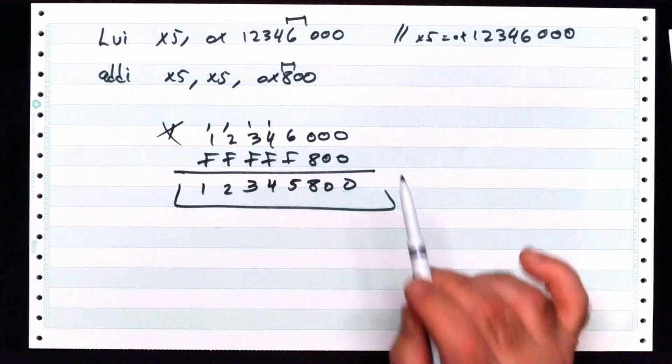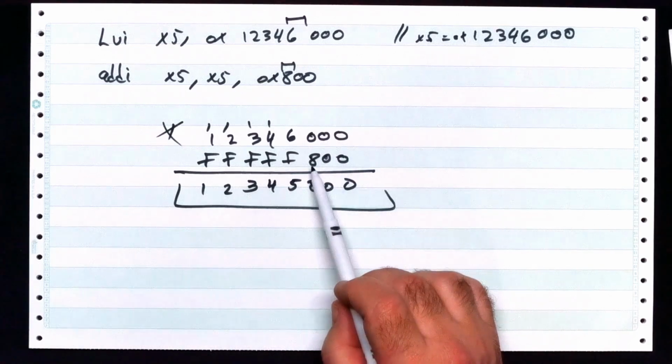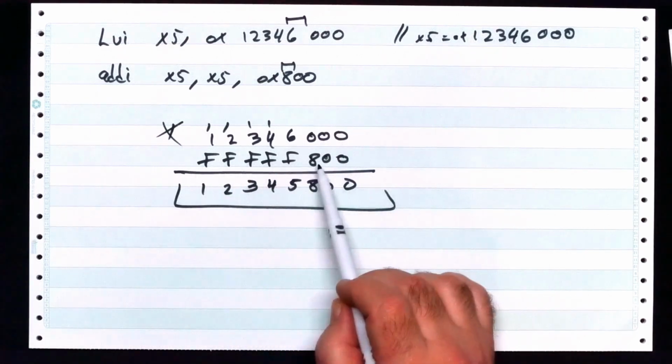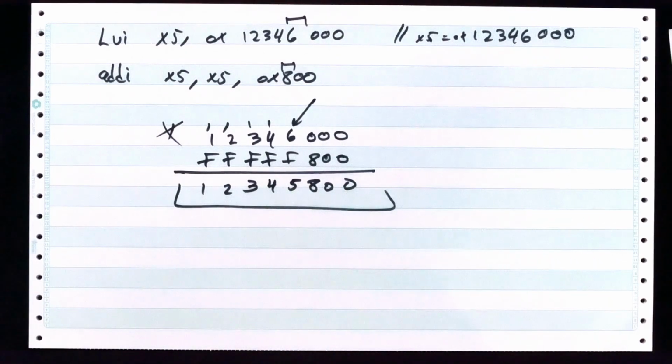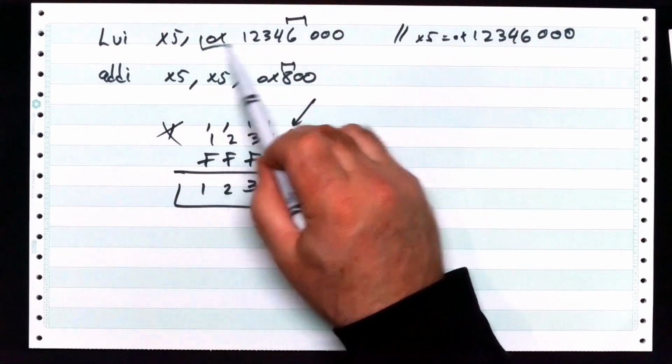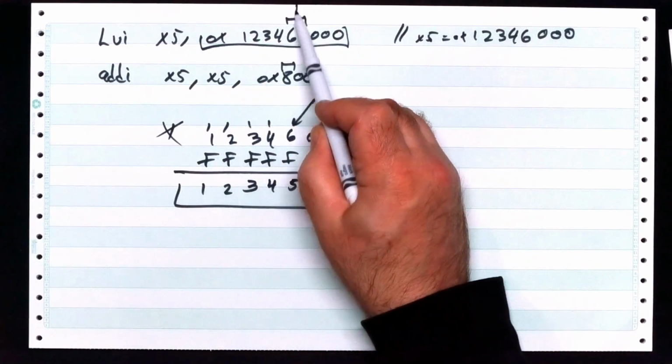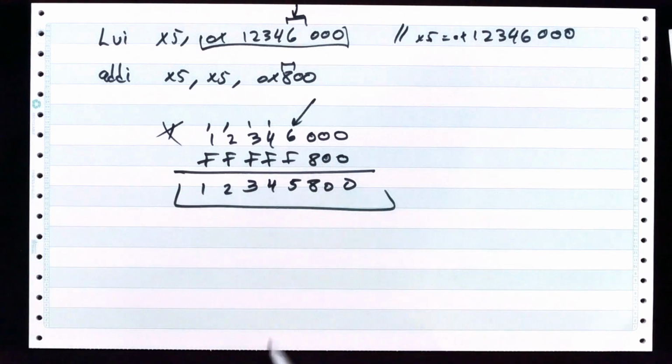So if and only if we have a sign extended value, a negative number here, we have to increment this guy here by 1 somewhere, somehow. And in the pseudo instruction, what we do is we just increment this place right here by 1 so that this all comes out all right.